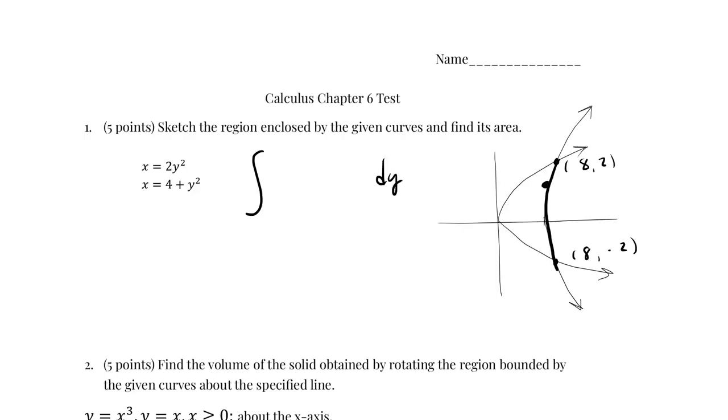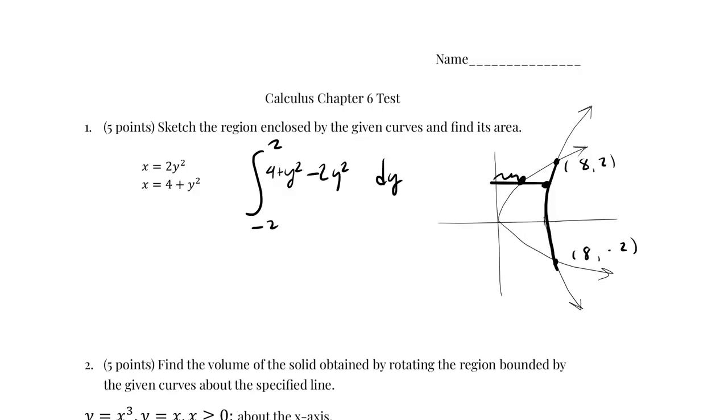how high is it here? Well, it's going to be the bigger of the two shapes, so that dot is on the 4 plus y squared. That'd be this whole length. I want to subtract off this little length so I have just the area inside. Well, that little length I'm subtracting off is the 2y squared. And the y is going to go from negative 2 to 2. So there's our integral.